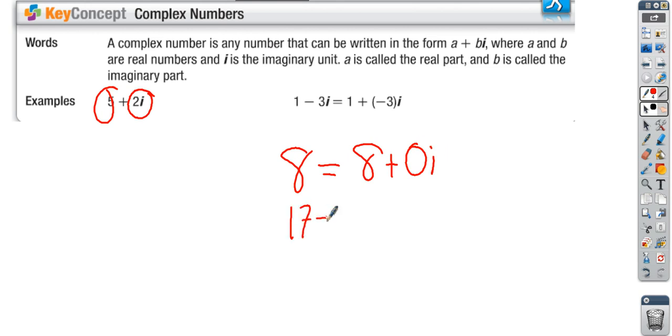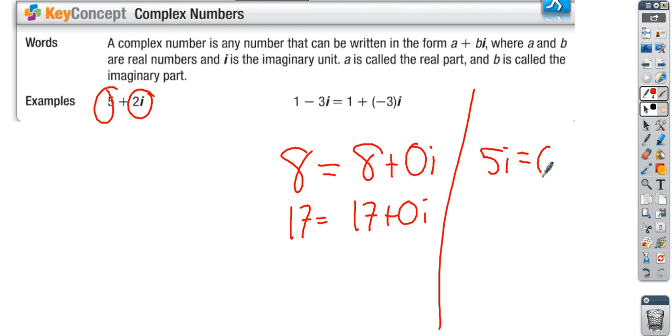Okay, 17 would be 17 plus 0i. The imaginary numbers that we did, so on the last page we wrote 5i, that's the same as 0 plus 5i. This is the real part right here, and this is the imaginary part. That's what a complex number means.